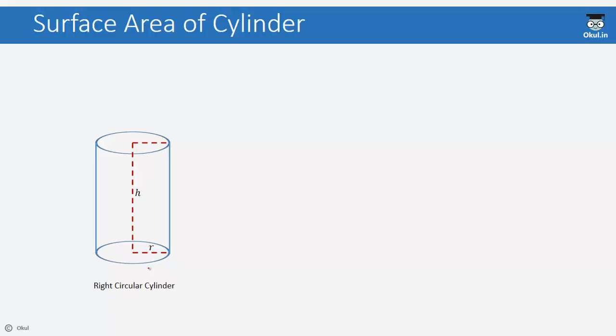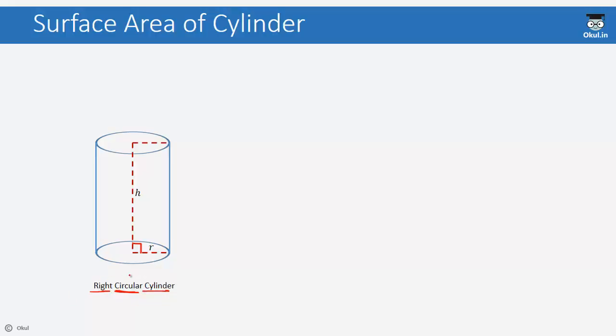Now the two words that have to be noted are that it is circular in nature, since the circles are stacked over one another and the base is circular. It is also called a right circular cylinder. Why? Because the angle between the base and the height is equal to 90 degrees. Therefore, it is called a right circular cylinder.